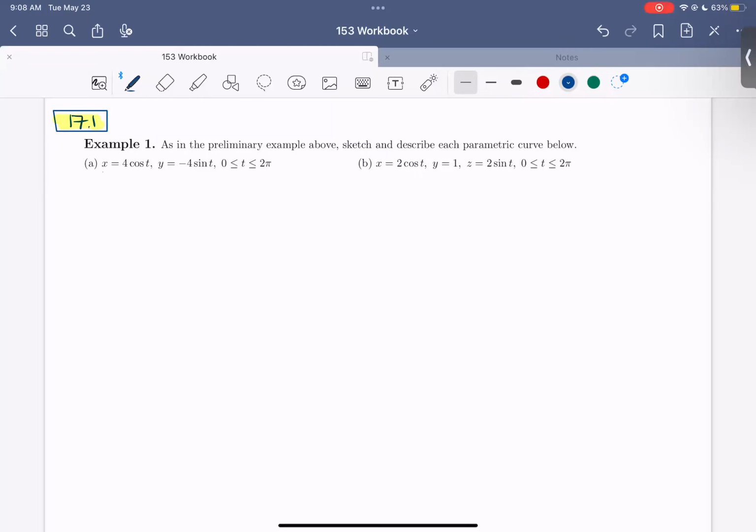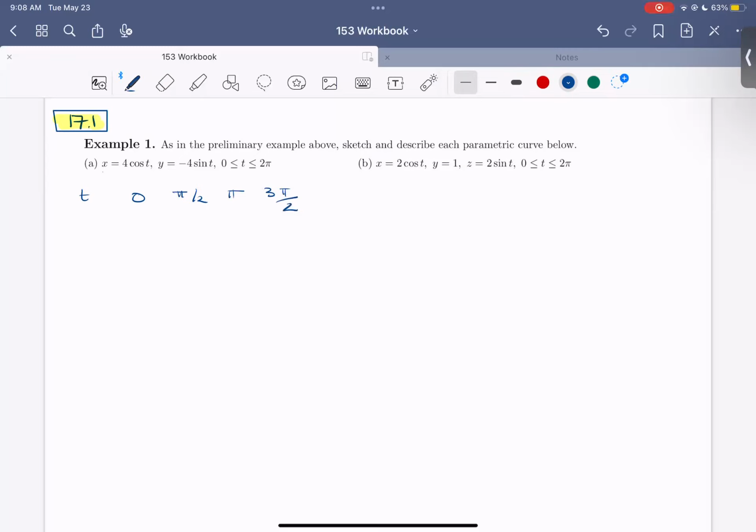All right, so to get started on graphing part A here, I want to go ahead and set up a table like we saw in the preliminary example. I'm going to have some various values of t. We're going to let t be, say, 0, pi over 2, pi, and 3 pi over 2.